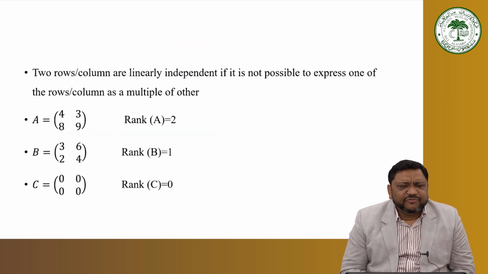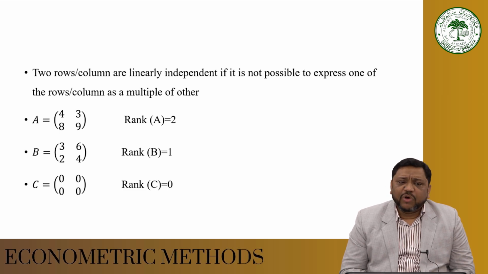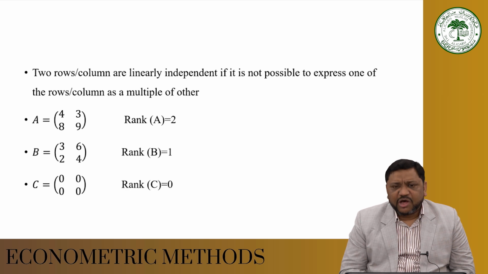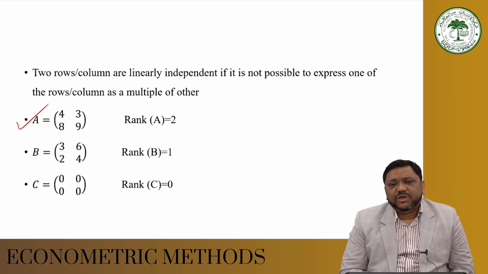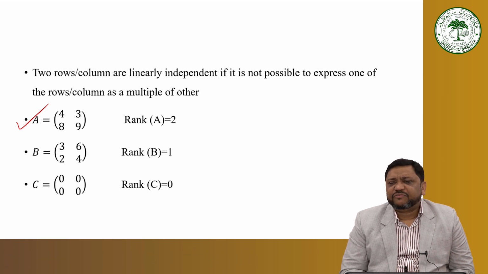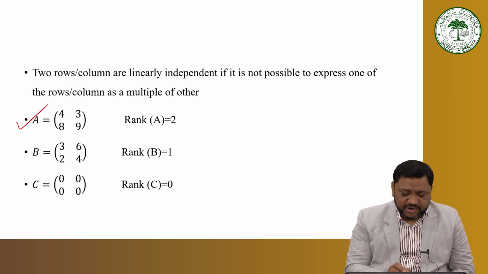As a demonstration, we are having here three different matrices. Two rows or columns are linearly independent if it is not possible to express one of them as a multiple of the other. Now let us take the first matrix, matrix A. Here column 2 cannot be expressed as a multiple of column 1 or vice versa. So matrix A has two linearly independent rows.